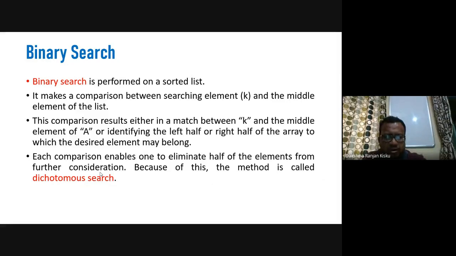So here each comparison enables us to eliminate half of the elements from further consideration, and because of this the method is called dichotomous search. Binary search is also called dichotomous search, or the bisection search, as it is a part of the bisection strategy. It is called dichotomous search because we are eliminating half of the elements after each comparison.